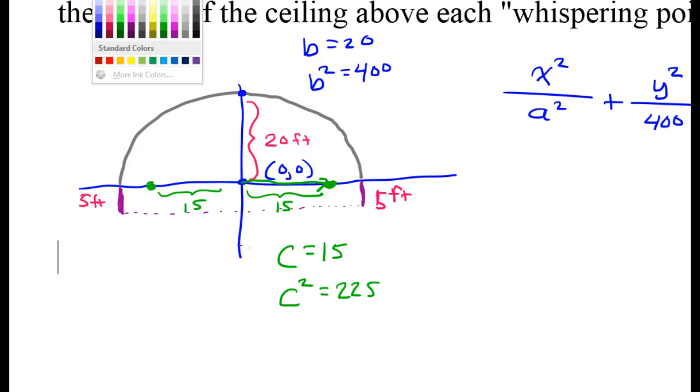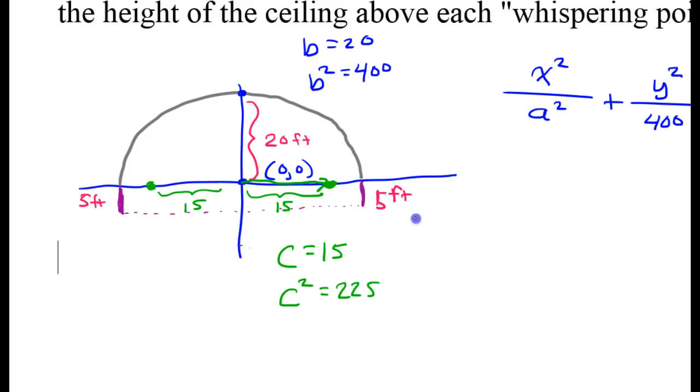That's important because now we have c squared and b squared. We should be able to find a squared, no problem, because we know that for an ellipse, c squared is equal to a squared minus b squared. So c squared is 225. We're trying to find a squared. b squared is 400.